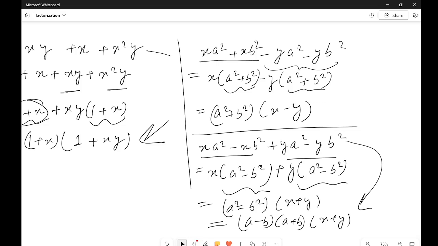Okay, so you have to keep factoring, or keep taking expressions common wherever possible, till there is nothing common left to take.